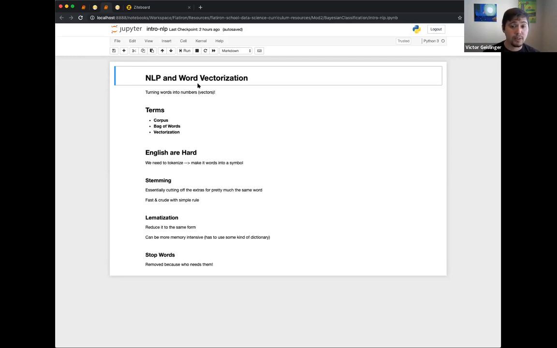So this is word vectorization, and basically we're turning words into numbers. Depending on what you're doing, NLP can be very intensive. It can get very large, obviously. Languages are different too. For example, we'll talk mostly about English, because we're in the US, so it's easier to talk about English. But note that depending on different languages, you might have different processes that you have to do.